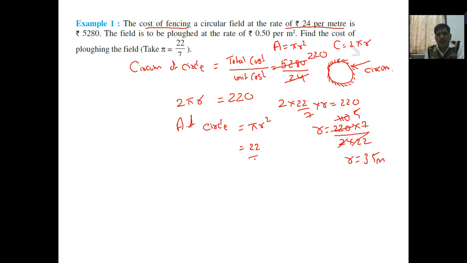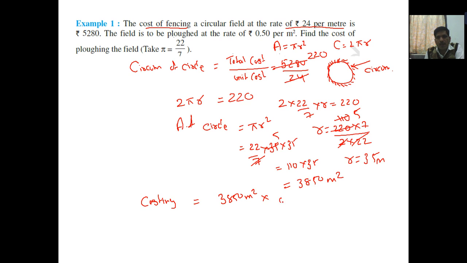Now we have to find out the area of the circle, that is pi r square. So again 22 by 7 into 35 into 35. 35 5s, so 110 into 35, so 3850 meter square. Now what is the costing? The costing is equal to 3850 meter square multiplied by 0.5 rupees. It means we have to divide it by 2, that is 1925. That we will get as the answer.